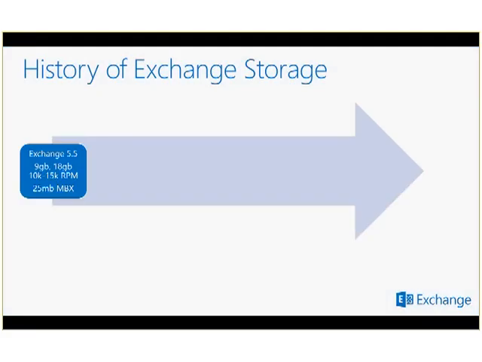Quick history of Exchange. If we go back over time, all the way back to Exchange 5.5, we had those lovely 9 and 18 gig SCSI 3 drives. We needed them to be as fast as possible, 10,000 to 15,000 RPMs. Maybe you had a 25 megabyte mailbox, which, let's face it, is the max message size in Office 365 today. So how far things have come.